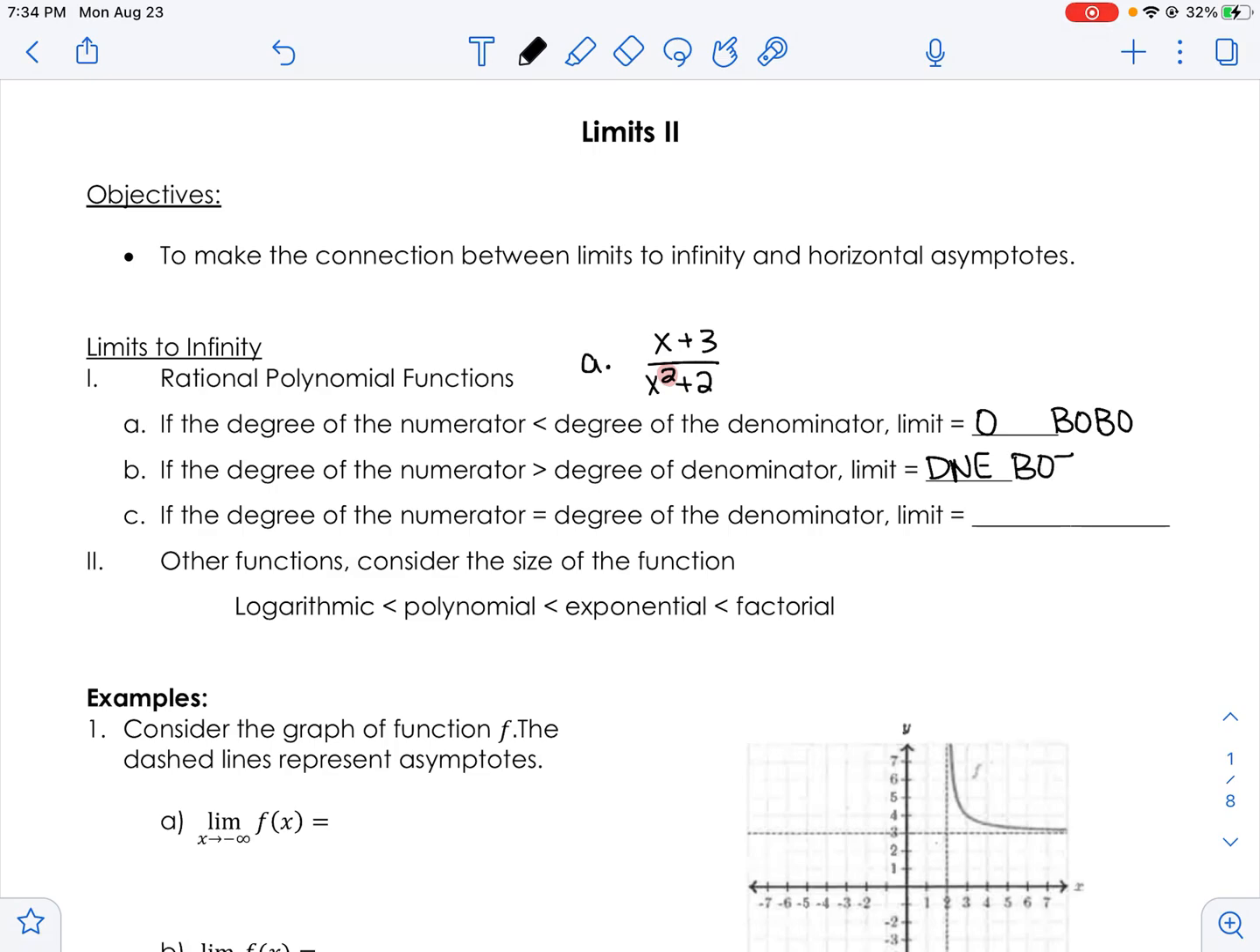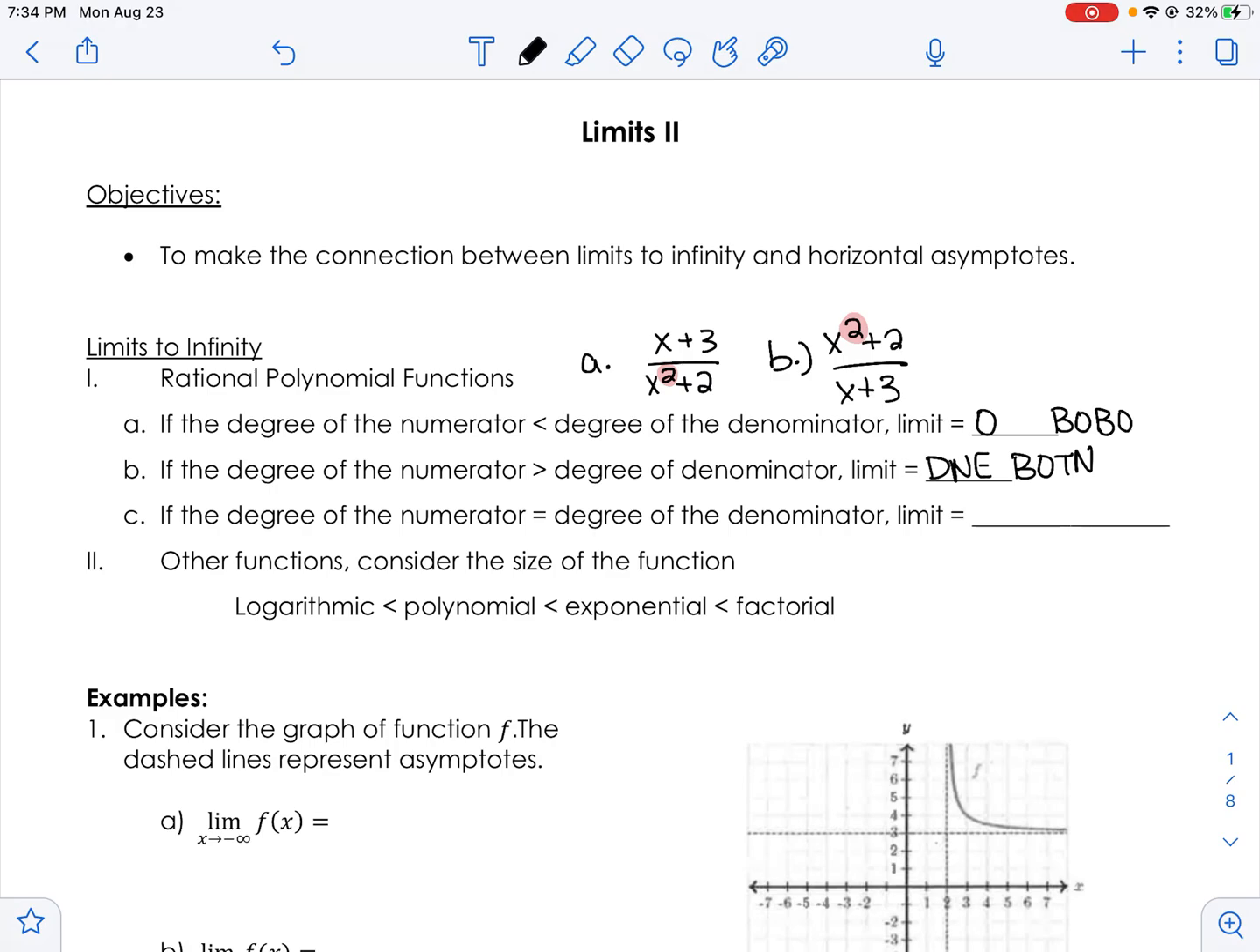If the degree of the numerator is greater than the degree of the denominator, the limit does not exist. This is bigger on top, or none, does not exist. An example would be if we flipped that fraction: x squared plus 2 on top and x plus 3 on bottom. Now my degree is bigger on top.